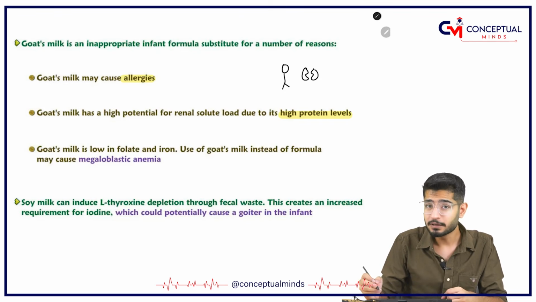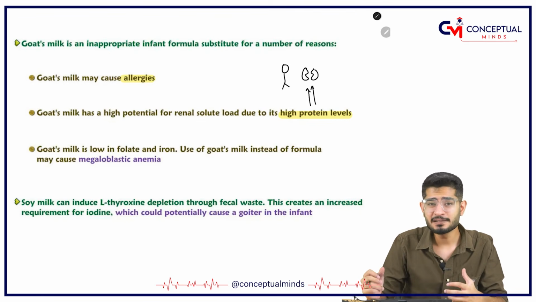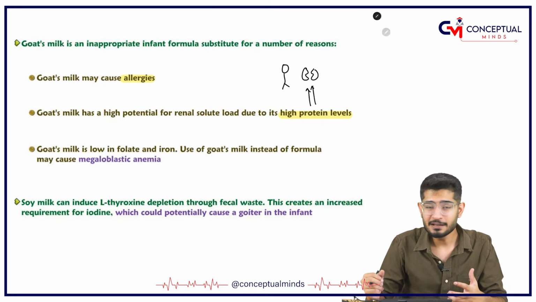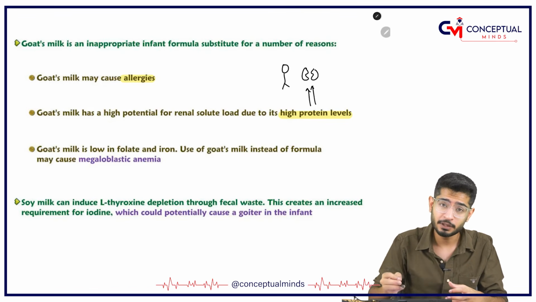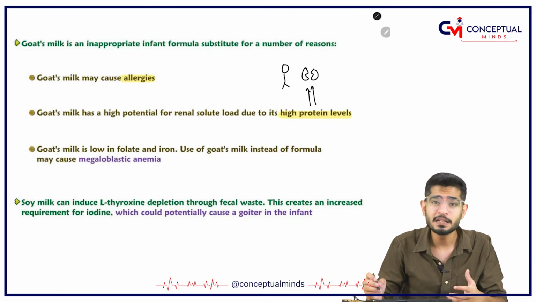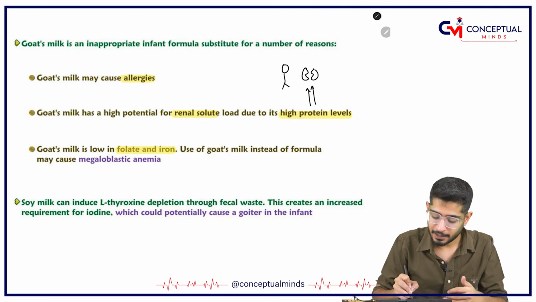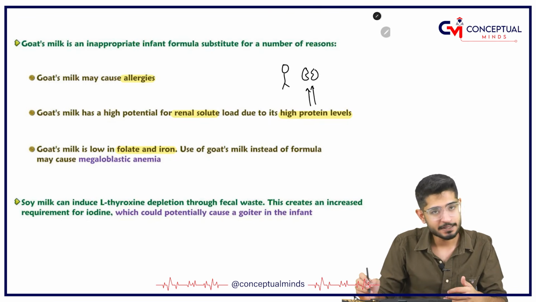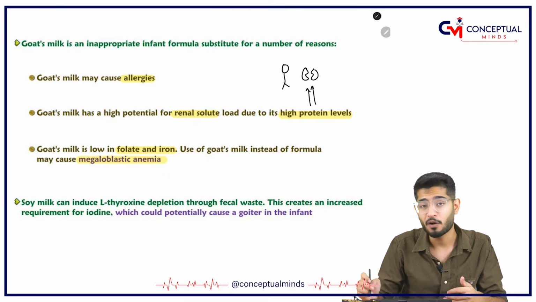So goat milk has a lot of protein. I mean, the protein amount is so much that the kidneys can't even metabolize that. And if the kidneys are not able to metabolize the high amount of protein which you are going to give to the infant, this high amount of protein coming from the goat milk can even damage the kidney. Okay. Also, goat milk does not have folate and iron. There is no iron or folic acid in goat milk. So this leads to megaloblastic anemia also.